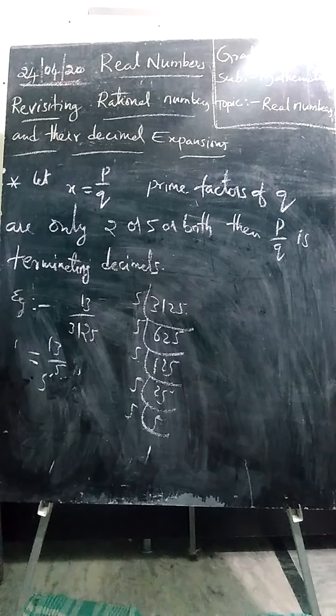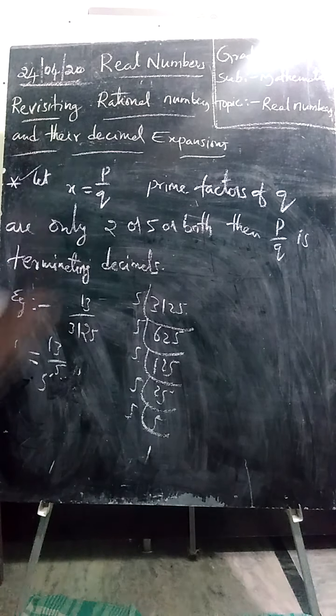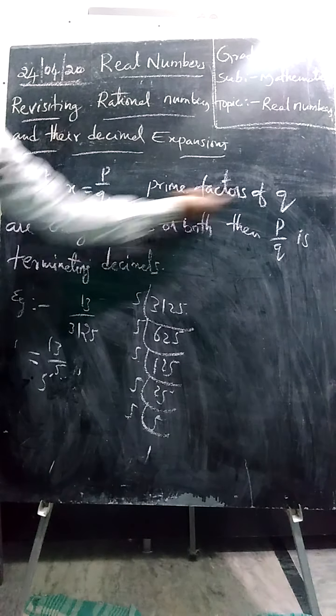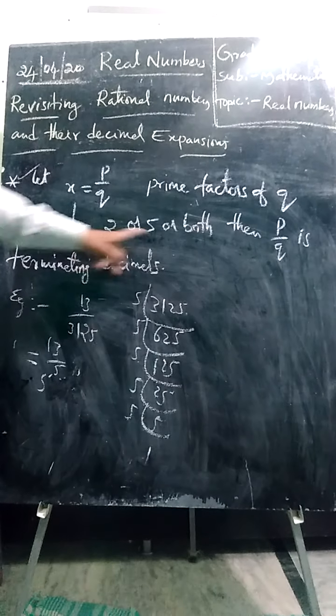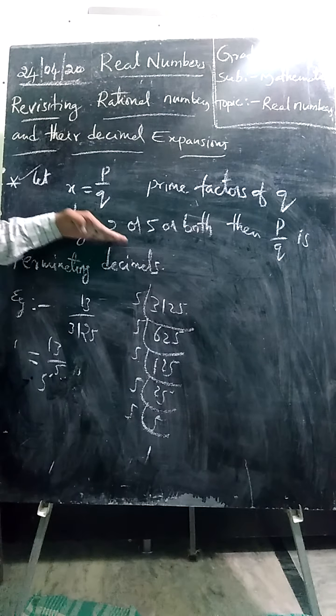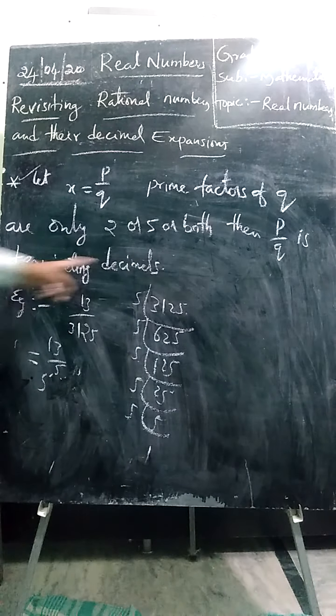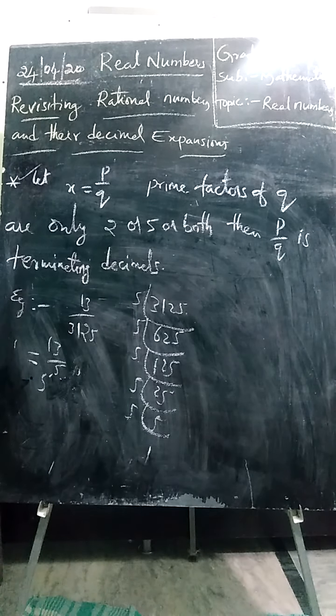What about non-terminating decimals? So the terminating decimal form of a rational number we can define like this: when x is given, p by q is a rational number, and the prime factors of q are only 2 or 5 or both, I mean in exponent form of 2 or 5 or both, then p by q is a terminating decimal. This is one of the examples.